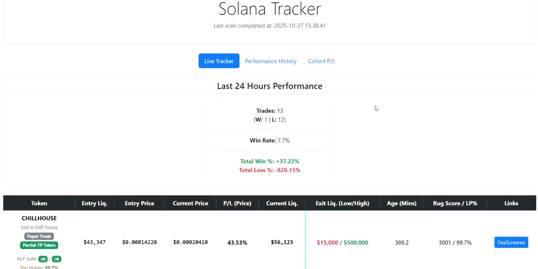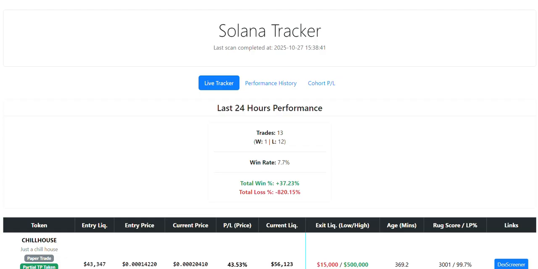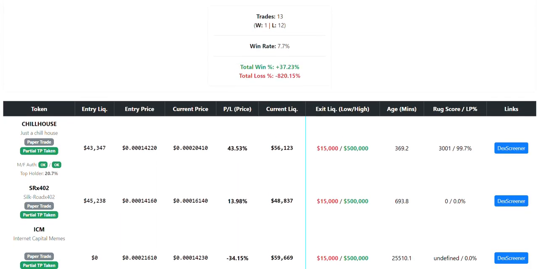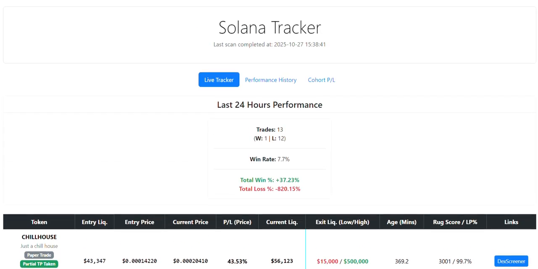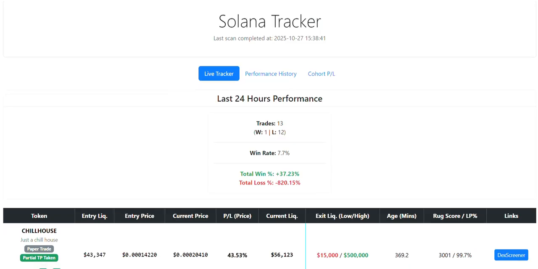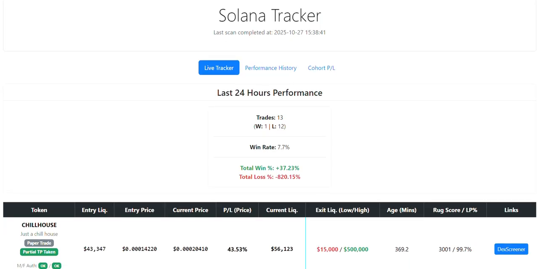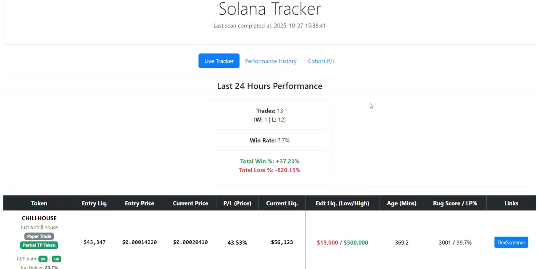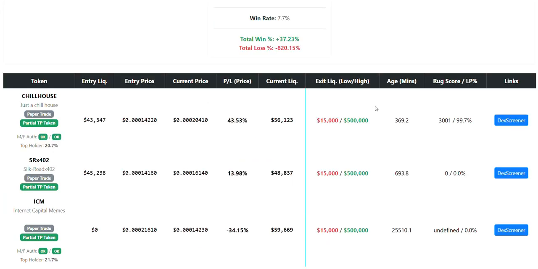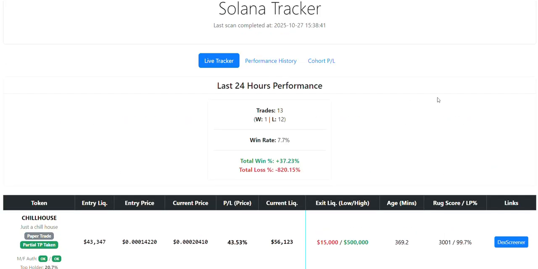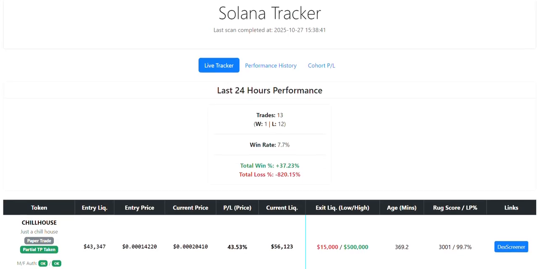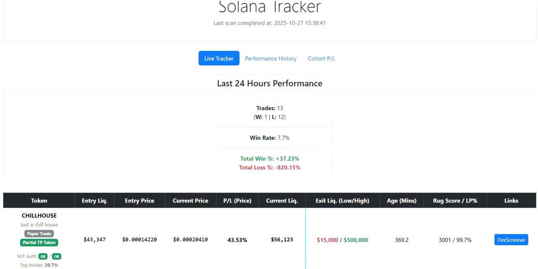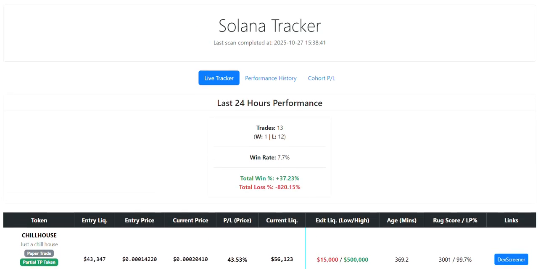Welcome to the Solana Tracker, your main dashboard for analyzing live market opportunities. At the very top, you can see the title and the exact time the last data scan was completed, so you always know you're looking at fresh, relevant information. Right below, you have your main navigation tabs: Live Tracker, which we are on now, Performance History for reviewing the results of past signals, and Cohort PL for a more strategic overview.